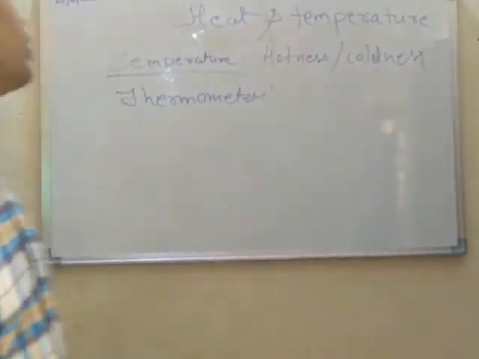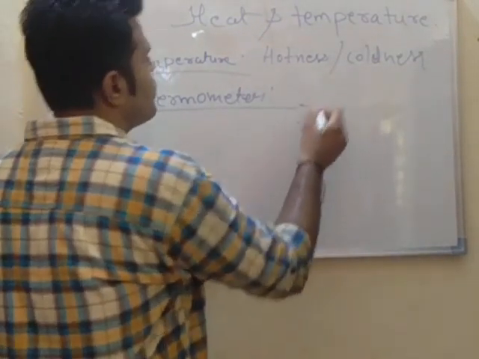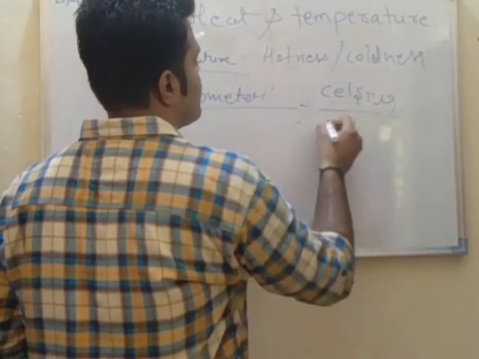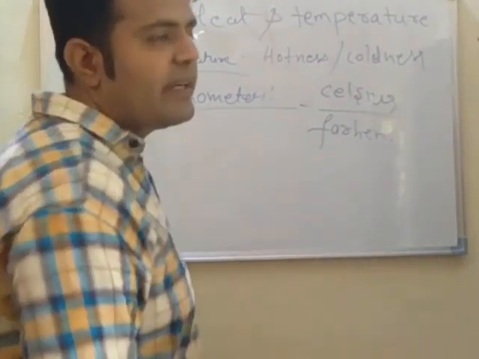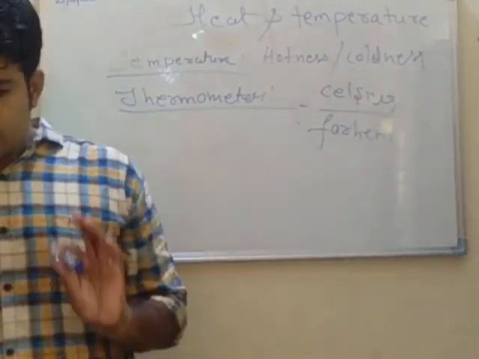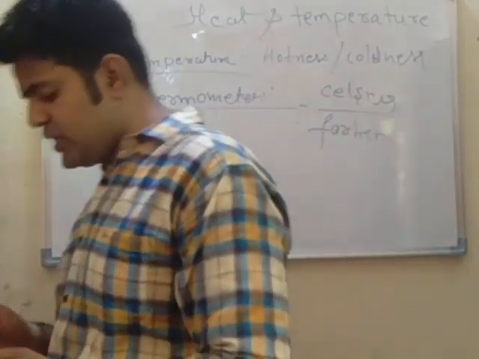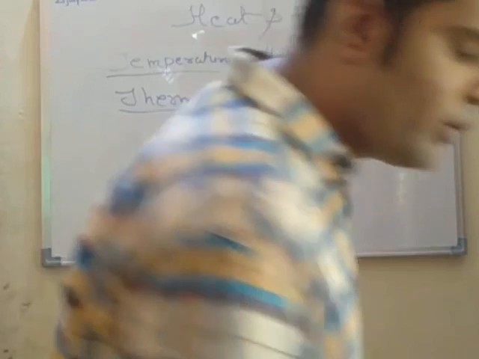Then we also saw two scales in the thermometer, that is, two units. One was Celsius and another was Fahrenheit. Today we will look at each of these units one by one.